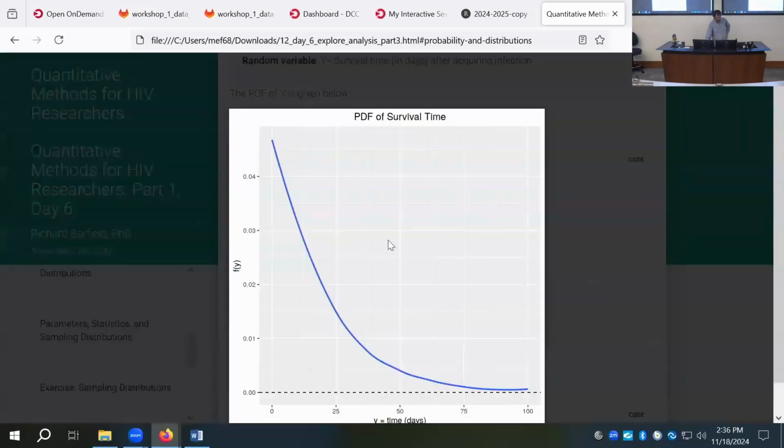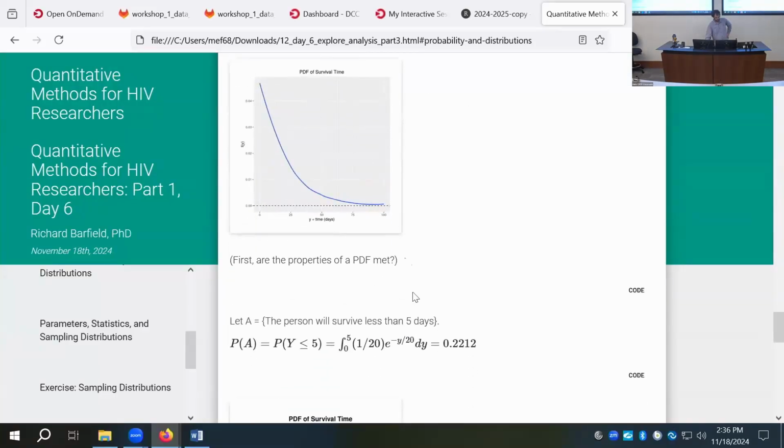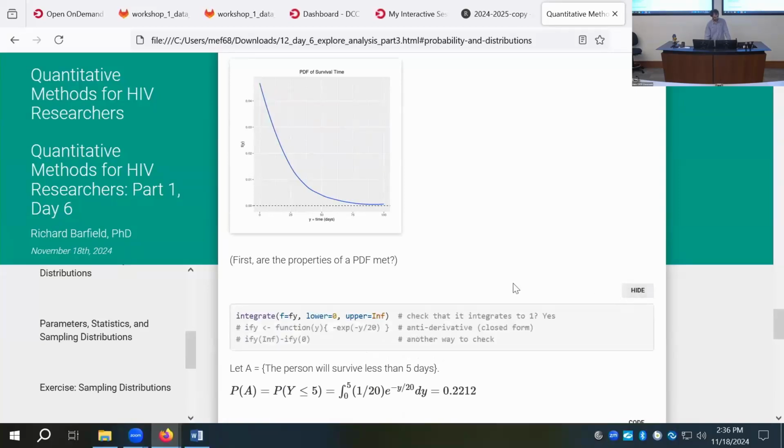So we can look at that, and this is kind of what that PDF looks like. You can see the mass, and then as you get further out to infinity, it's approaching 0. It's never going to reach 0, but it's going to get to something like 10 to the negative 100. Okay, so first we have to see, are the properties of a PDF met?